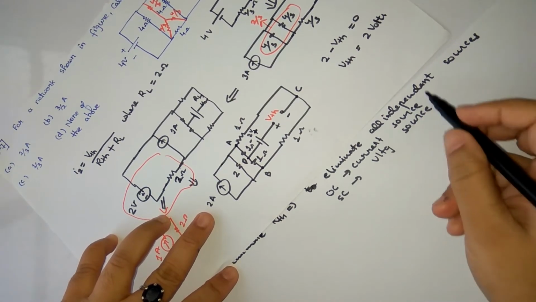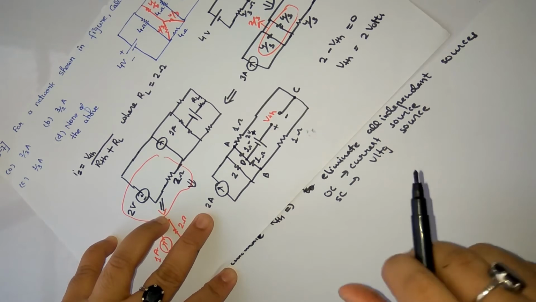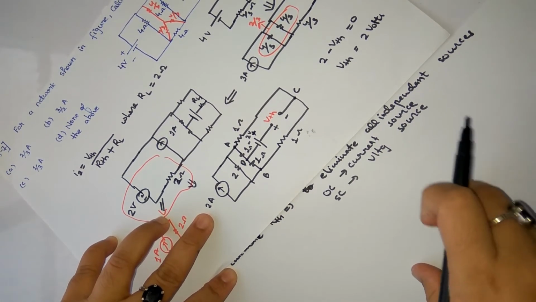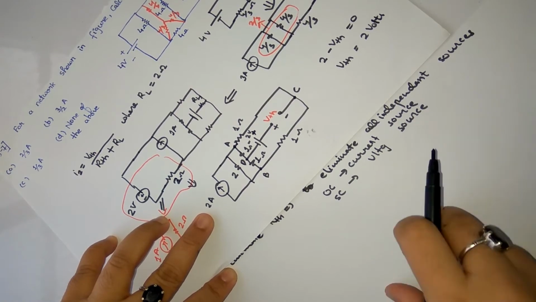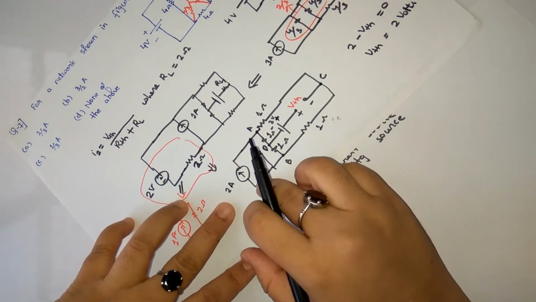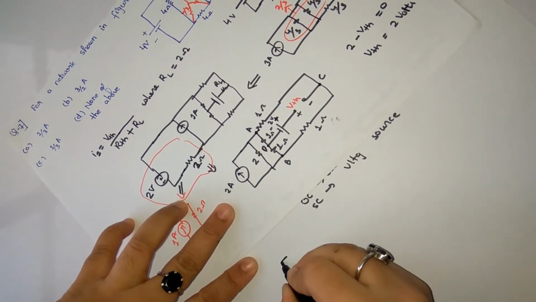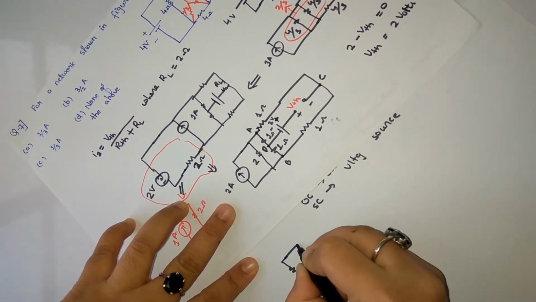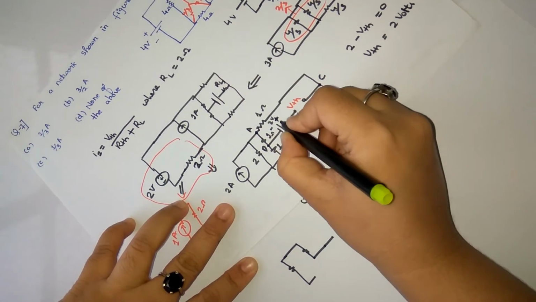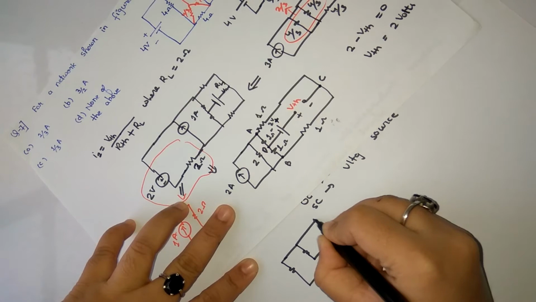If there is any independent source, we have to eliminate it, and if there is a dependent source, then we need to apply externally a voltage source, and accordingly the voltage upon the current through that voltage source will give the value of RTH. So here, if we are eliminating the current source, this 2 ampere will be suspended, only this 2 ohms remains, and elimination of the voltage source means short circuiting it.